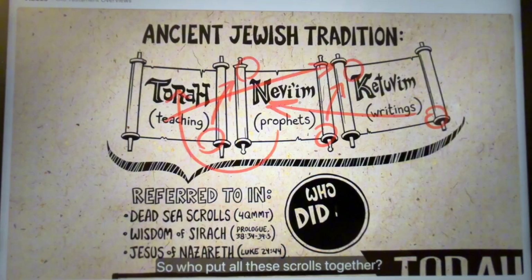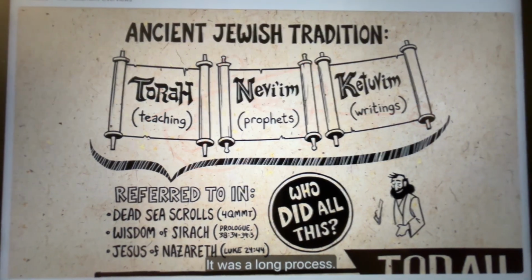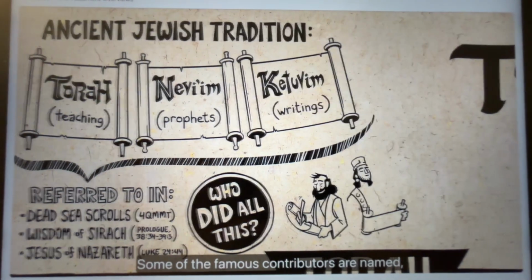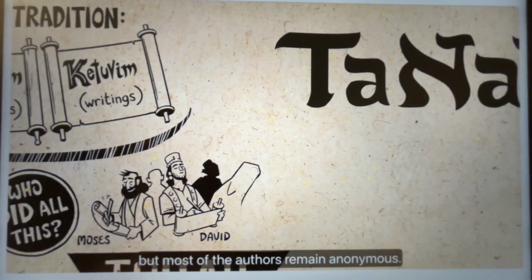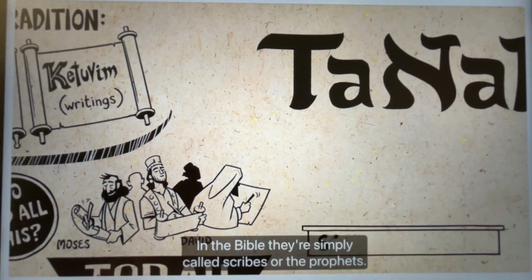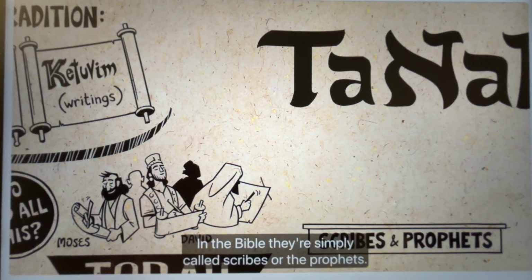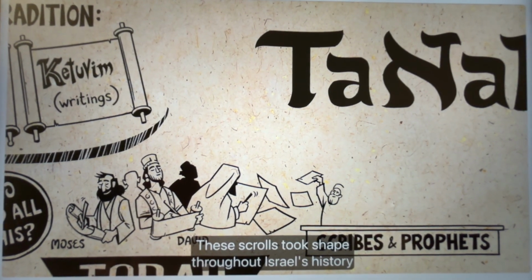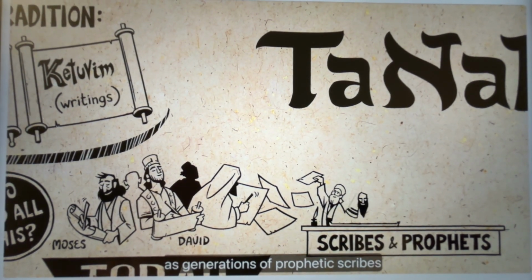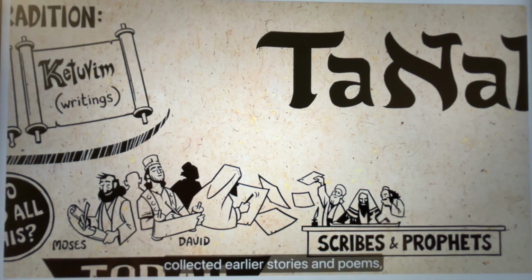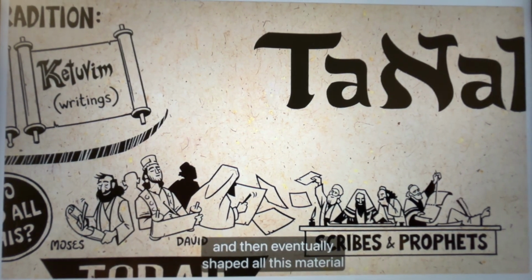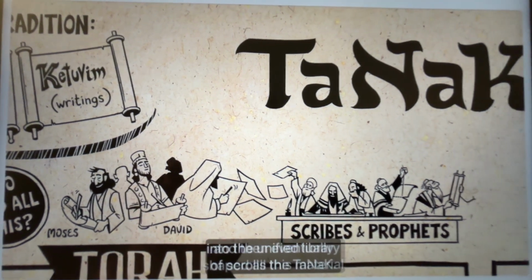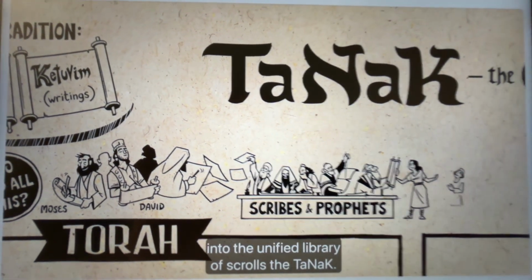So, who put all these scrolls together? It was a long process. Some of the famous contributors are named, like Moses or David, but most of the authors remain anonymous. In the Bible, they're simply called scribes or the prophets. These scrolls took shape throughout Israel's history as generations of prophetic scribes collected earlier stories and poems, integrated them into larger compositions, and then eventually shaped all this material into the unified library of scrolls, the Tanakh.